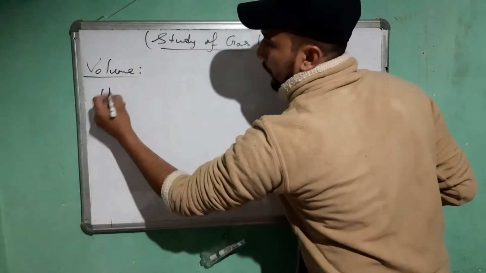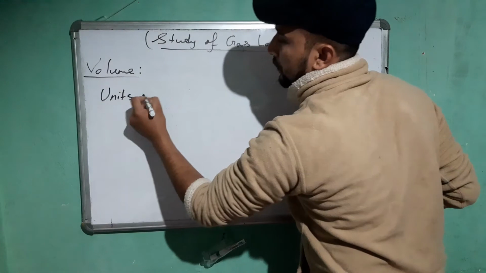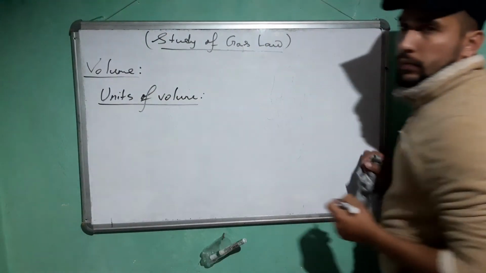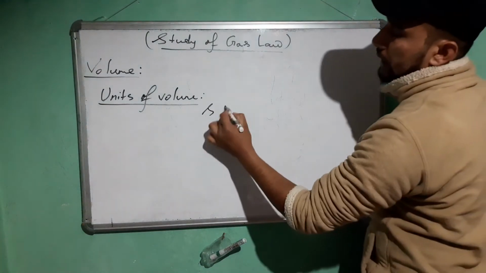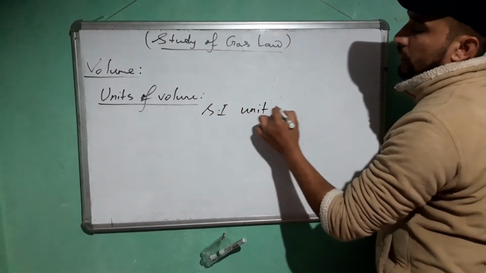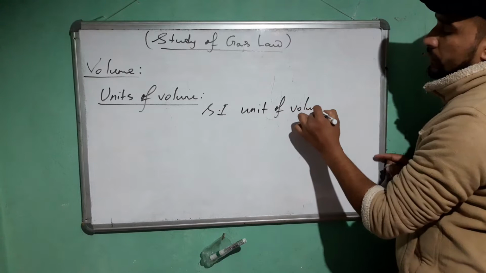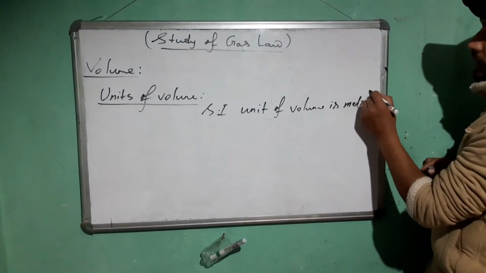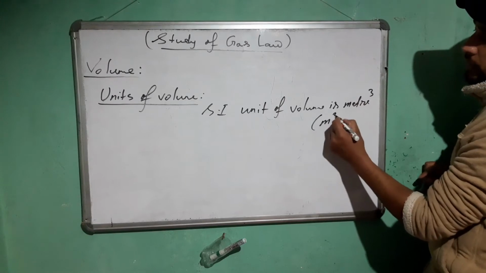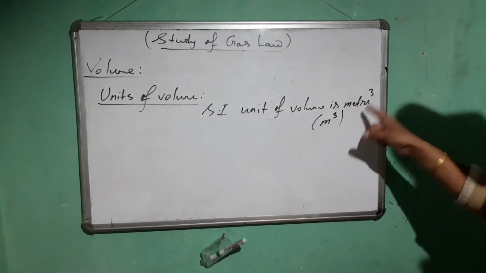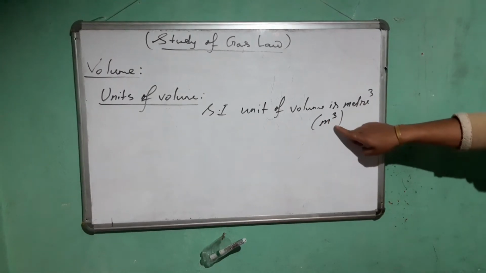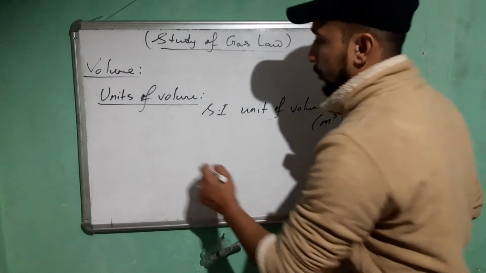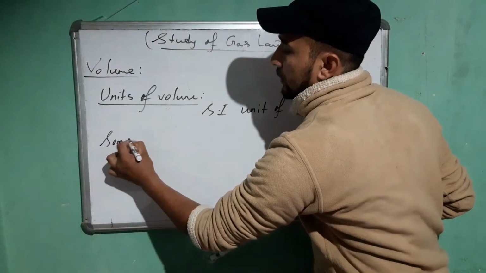Now, units of volume. The SI unit of volume is meter cube. Its symbol is m cube. The SI unit of volume is meter cube, and we write meter cube like this, m cube. Okay, and some other units are also there.